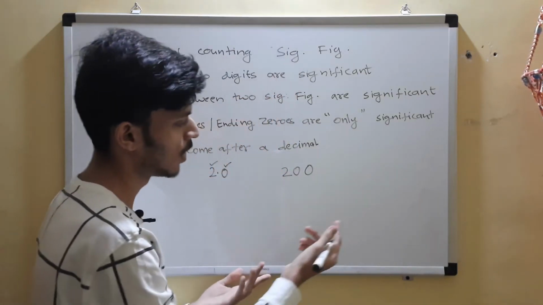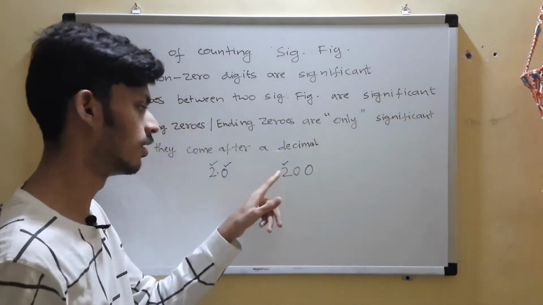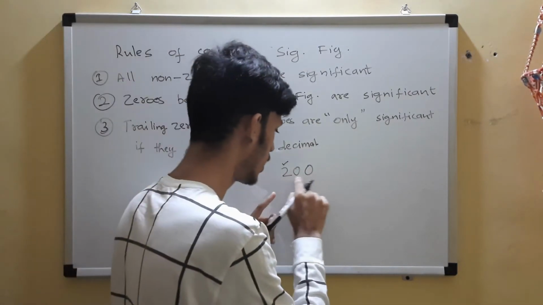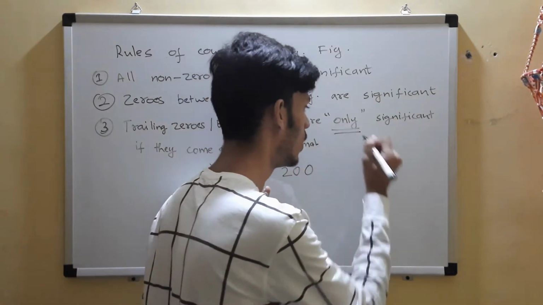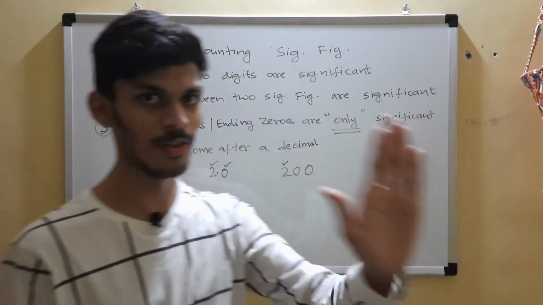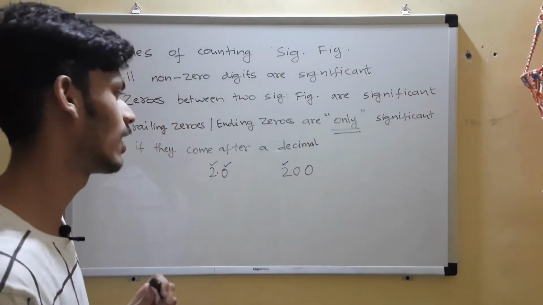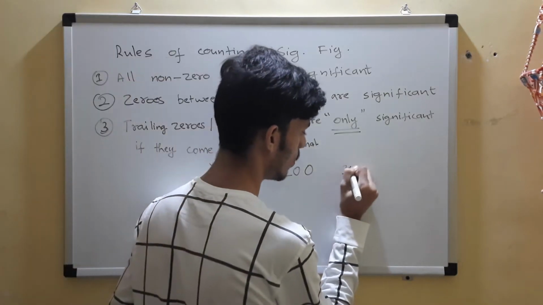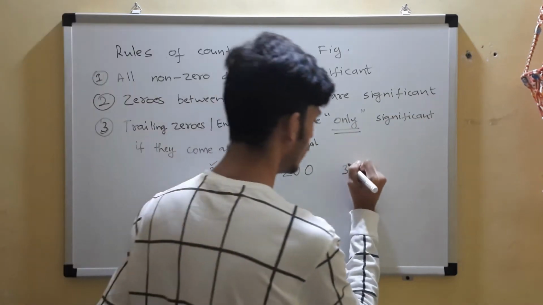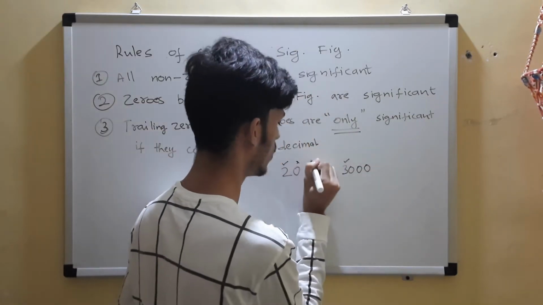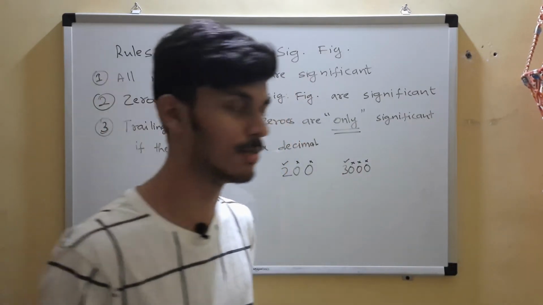This number is also ending in 0, but if you see, only the 2 is significant, because here there is no decimal place. Pay attention to the word only. So ending zeros will be significant only if they come after a decimal, not anyway. Like 3000, only the 3 will be significant. These zeros are not significant since they don't come after a decimal place.